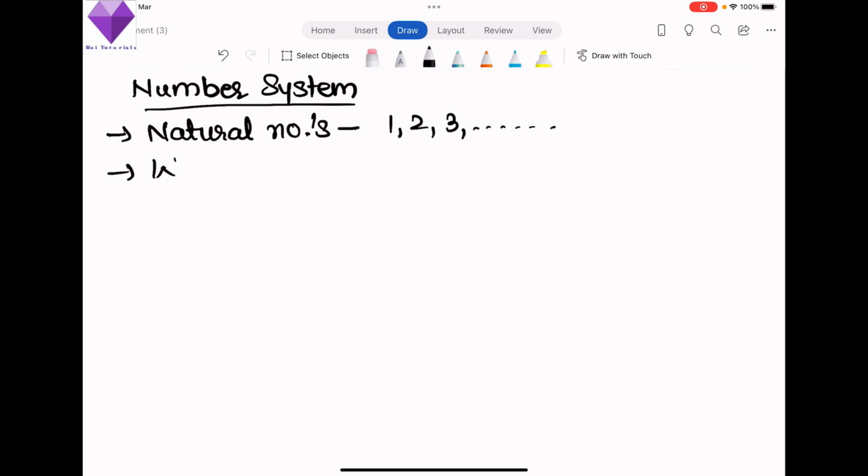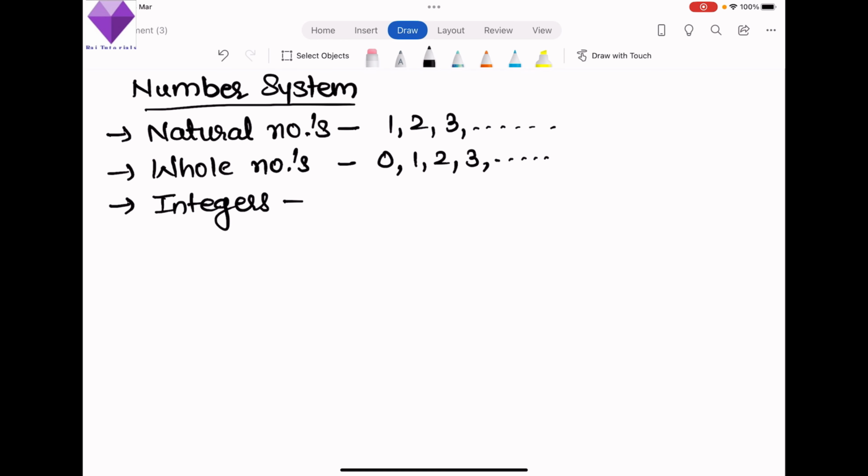Then the second pattern of number is whole numbers, which are 0 and all the natural numbers. So I can say all the numbers which start from 0 come in the whole numbers. Now the third pattern which we have already studied is integers, which include all the positive and all the negative integers including 0. That is, I can say -3, -2, -1, 0, 1, 2, 3 till infinity. So all the negative and all the positive numbers including 0 come in integers.